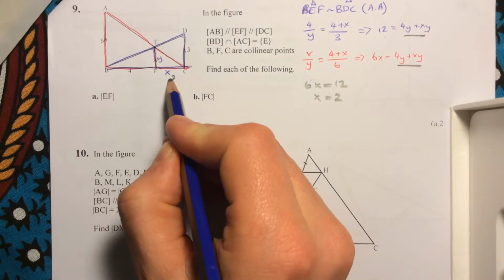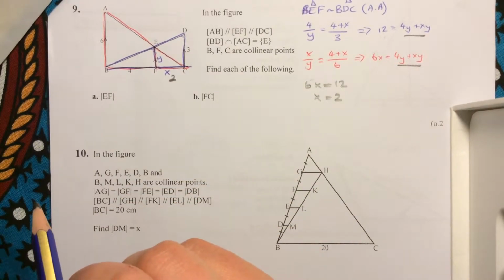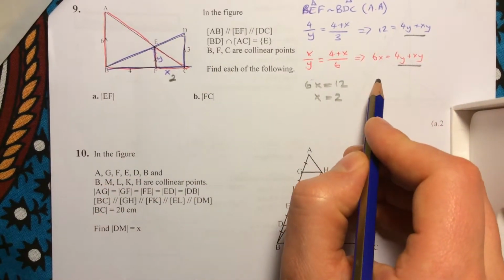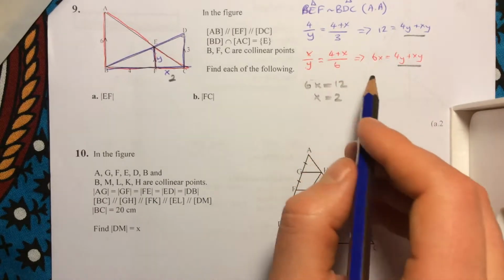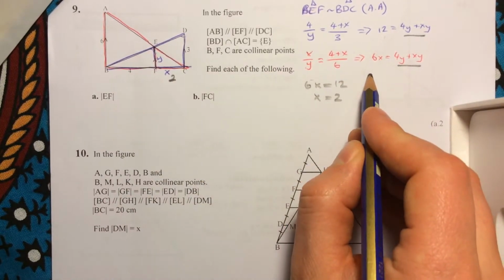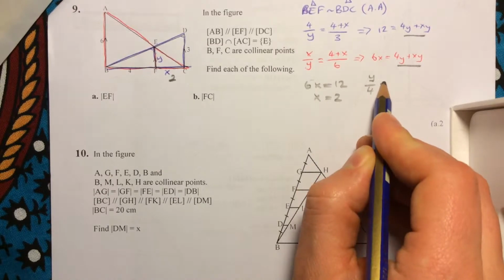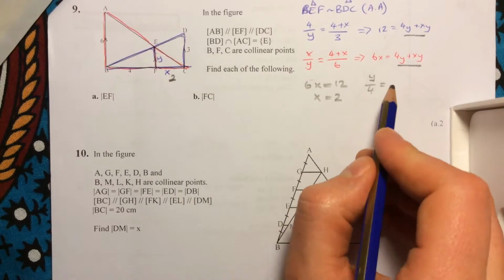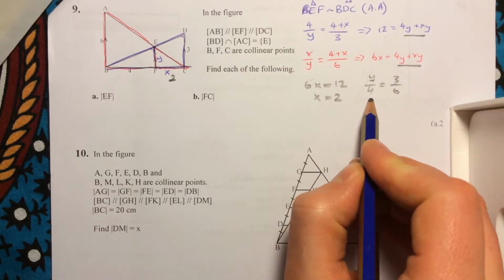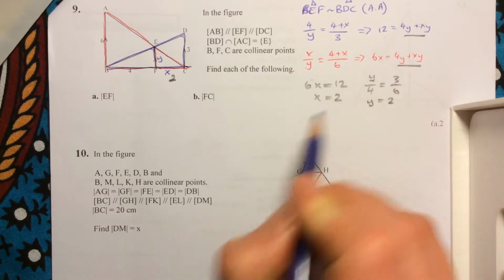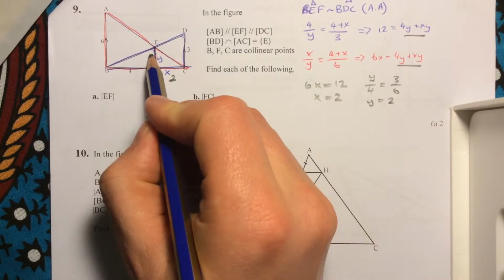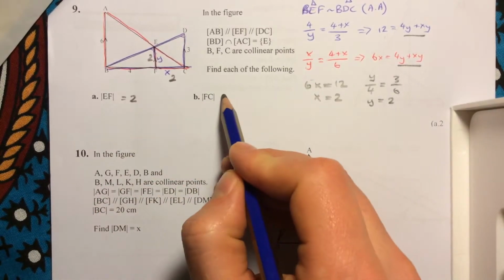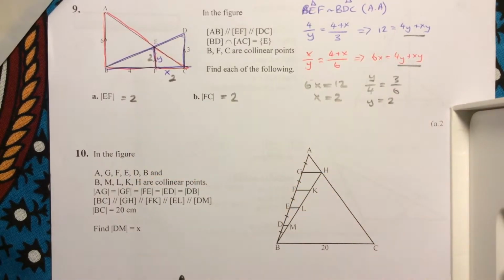So if this here is 2, then we should be able to find Y, because Y, well, let's use this triangle here. We can say Y over 4 is equal to 3 over 6. So multiplying that by 4, a half by 4, Y would be 2. So the length of EF there must be 2, and FC also 2.